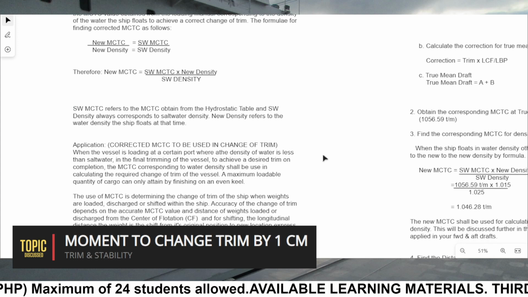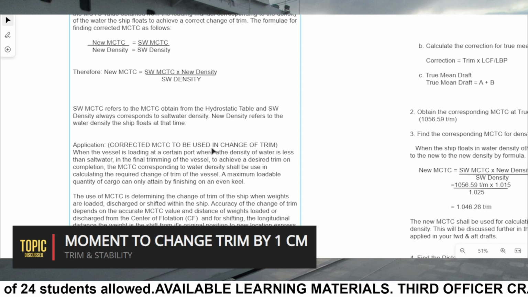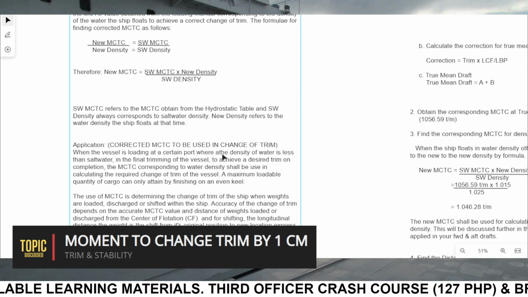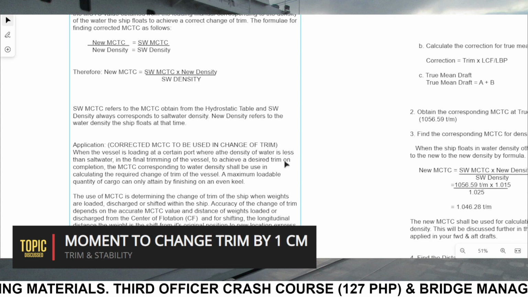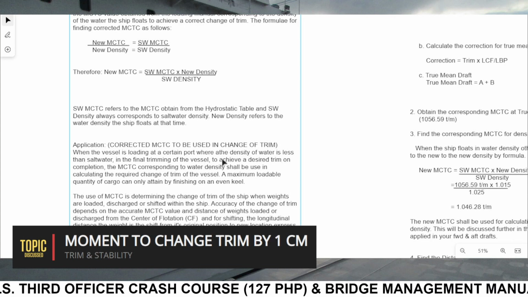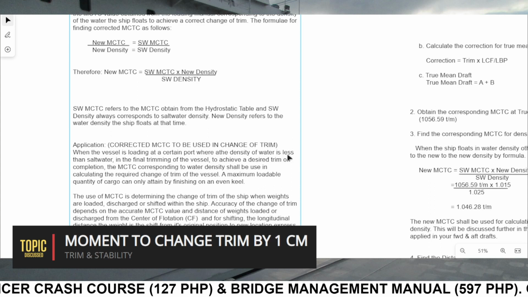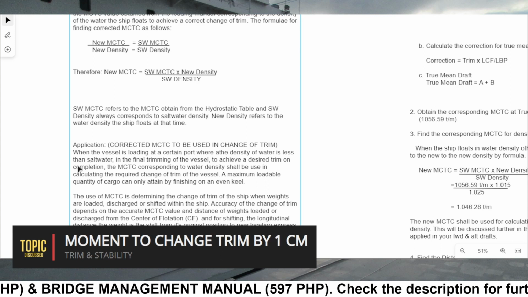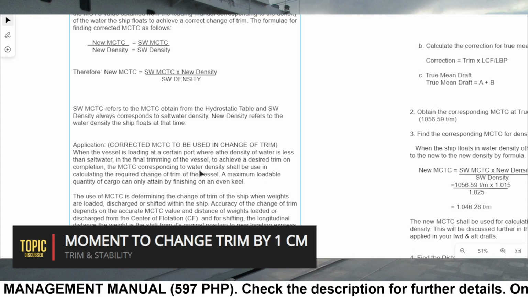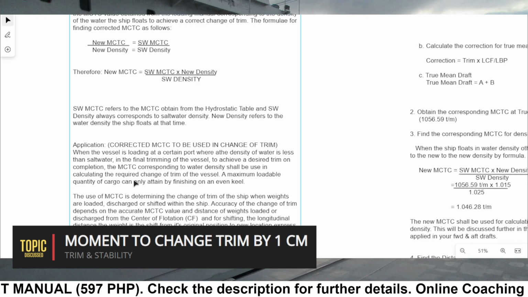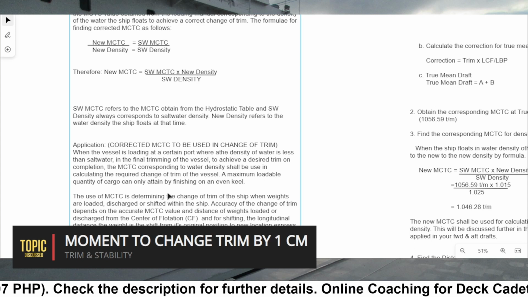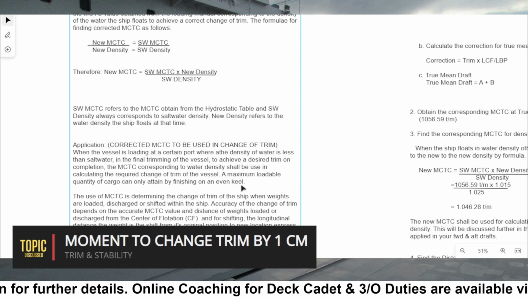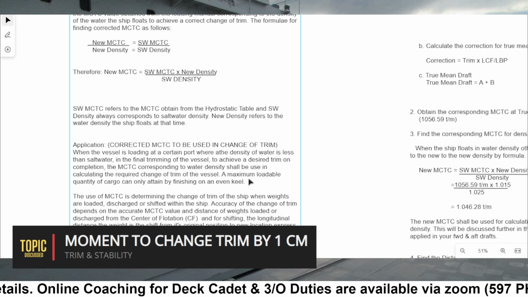Now, the application of this: corrected MCTC to be used in change of trim. When the vessel is loading at a specific port where the density of water is less than salt water, in the final trimming of the vessel to achieve a desired trim on completion, the MCTC corresponding to the water density shall be used in calculating the required change of trim of the vessel. A maximum loadable quantity of cargo can only be attained by finishing the ship on an even keel. The ship needs to be on even keel.